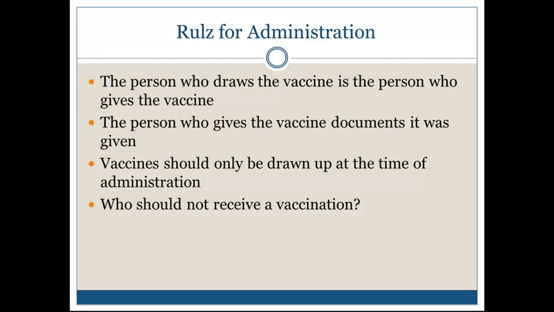Rules for administration. The person who draws up the vaccine is the person who gives the vaccine. A person who gives the vaccination documents it once it's given. Vaccines should only be drawn up at the time of administration. If a vaccination is drawn but not given, it should be thrown away. It should not be saved for the next patient.